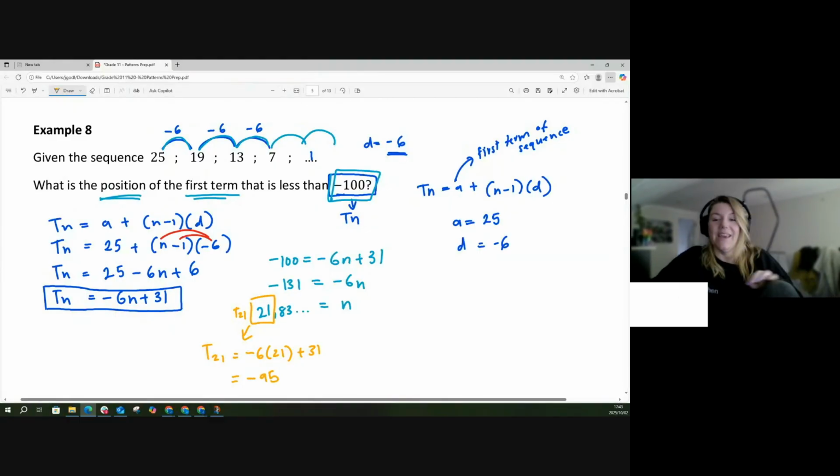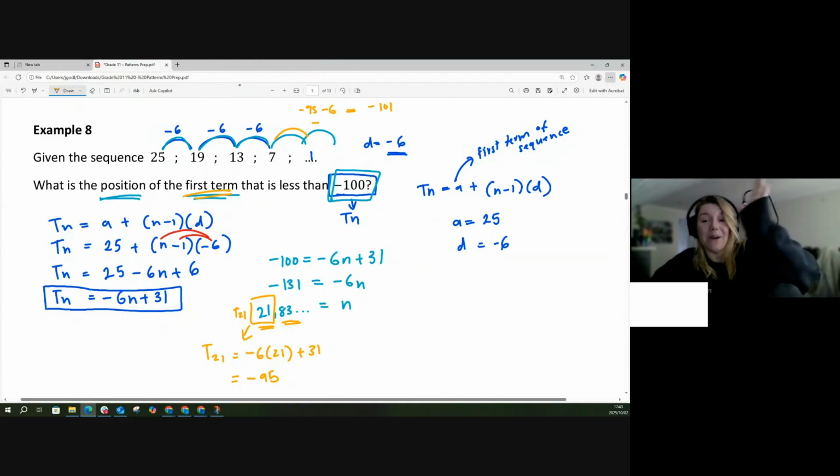And if we subtract another 6, so if we were on negative 95 and we subtracted 6, we would get negative 101, which would be the position of the first term that is less than negative 100. So this is telling me that term 21 is going to be somewhere around there, because exactly at 21 I would get to negative 100. But the first term that would be less than that would be term 22.